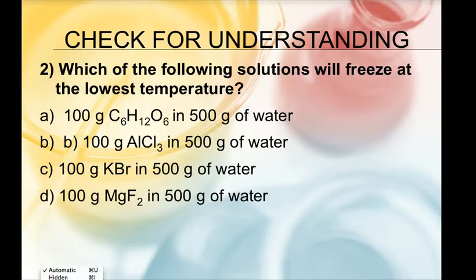This one says, which of the following solutions will freeze at the lowest temperature? So you want to figure out which one will have the most ions, the most concentrated. You have 100 grams of glucose in 500 grams of water. Remember, this doesn't split into ions. There's two B's here again. 100 grams of AlCl3 in 500 grams of water.